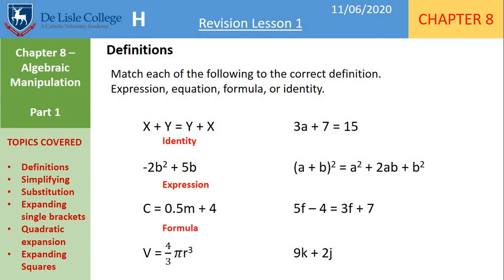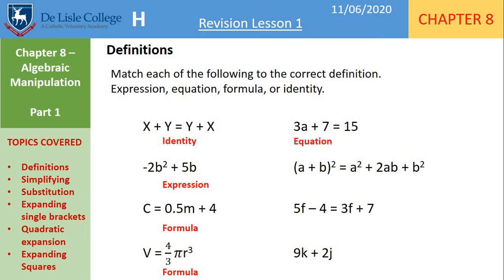The next one down is a formula. This could be a formula for a taxi fare. For example, C, the cost, is equal to 0.5, so if this was in pounds, 50 pence, times the number of miles plus £4 as your standing charge. It could be many other things. We're not given a context, but that is one example. The next one down is also a formula. You may recognise this from the volume chapter, and this is the volume of a sphere.